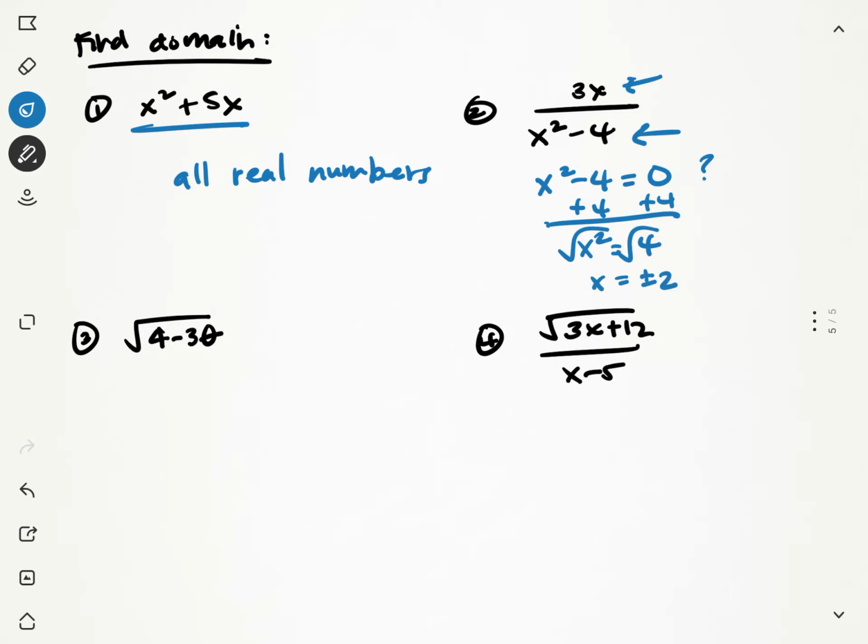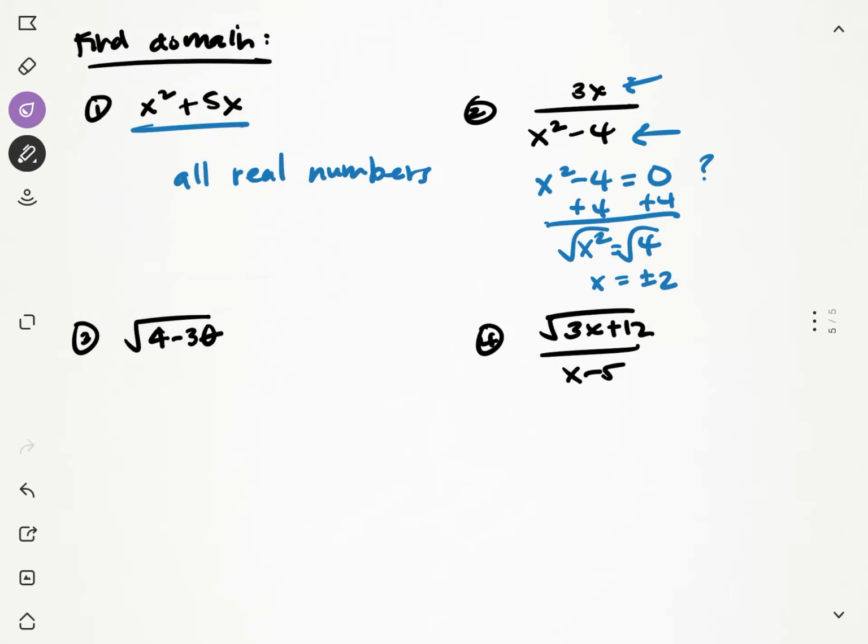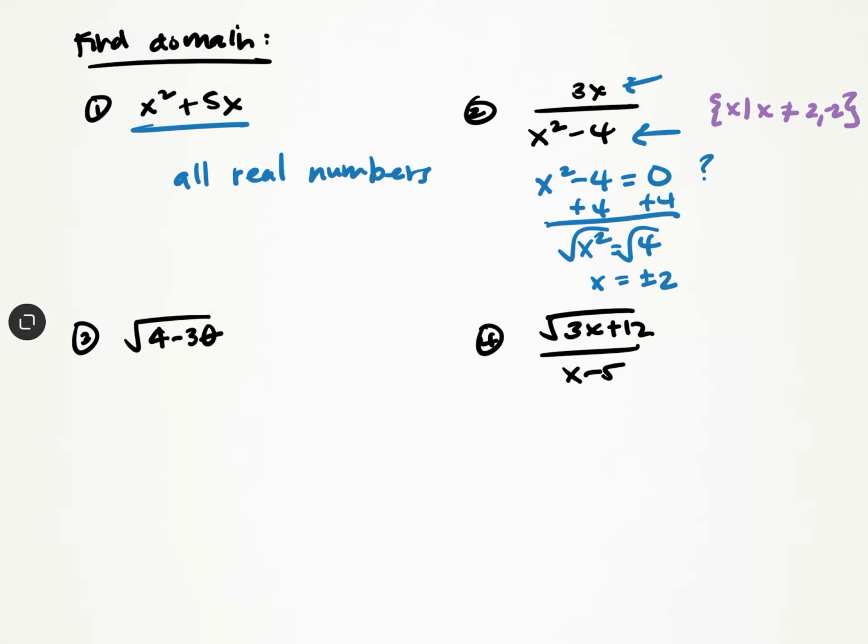So the way we're going to write this then, kind of running out of space, is for the domain, we can write 2 different ways. The first way is set notation. x such that, so that line means such that, x is not equal to 2 or negative 2. And then close your braces. I like to write it that way, but a lot of times they don't accept that version.